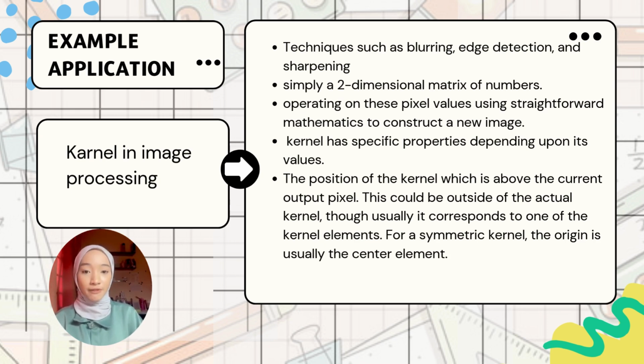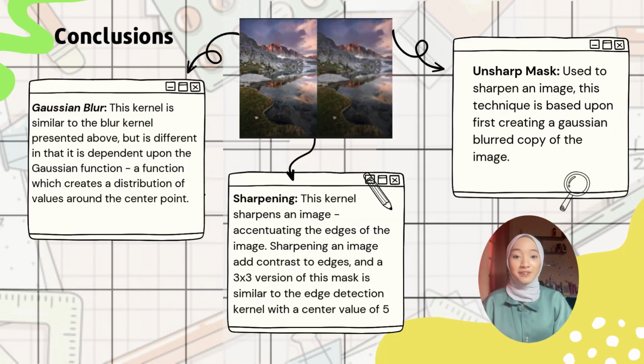A kernel has specific properties depending upon its values. The position of the kernel is above the current output pixel. This could be outside of the actual kernel. The origin usually corresponds to one of the kernel's elements. For a symmetric kernel, the origin is usually the central element. This is an example of different pictures before and after using the kernel application.